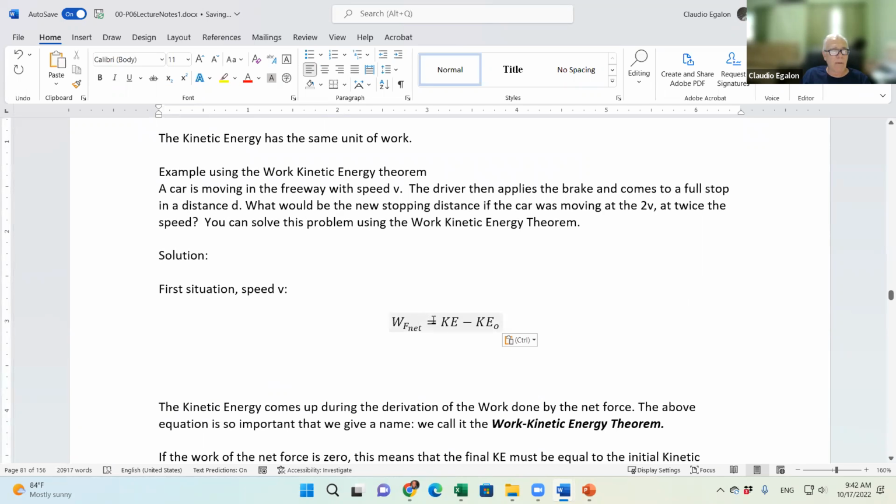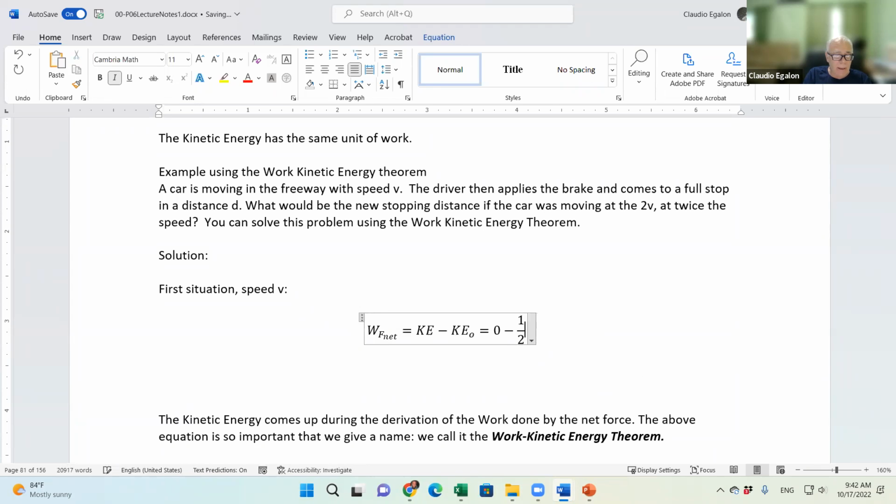Well, you know that the car is going to come to a stop. Because the car is coming to a stop, the final velocity of the car is zero, right? If the final velocity of the car is zero, then the final kinetic energy is zero as well. The initial kinetic energy is just that value that we talked about, half of mv squared. Note that in this specific case, the work done by the net force is going to be negative.